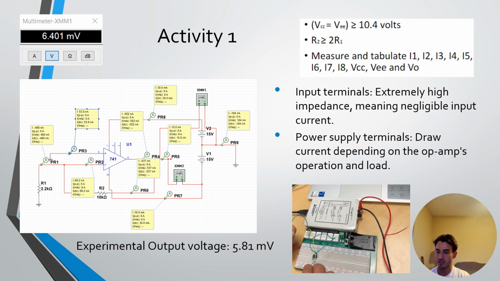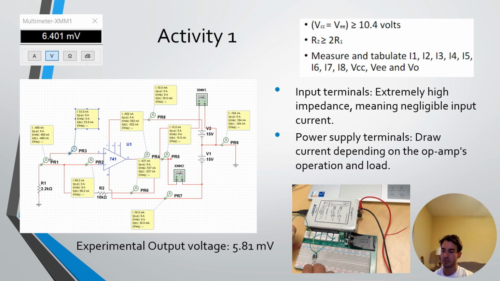All of these currents proved to be exceedingly low, with the exception of the voltage supply loop. This makes sense as there is no supply voltage within the inverting and non-inverting loop. That shows there is an extremely high impedance at the input terminals, and consequently negligible input current. Through the power supply terminals, the current drawn depends on the operation and load. That's why we got a value of 30 milliamps, at least in Multisim.